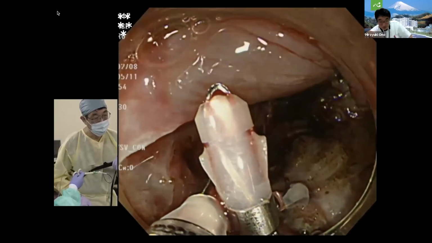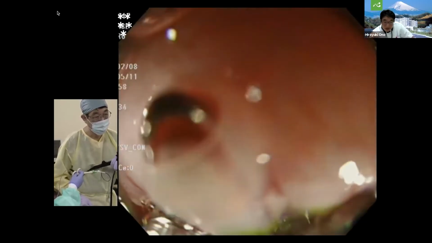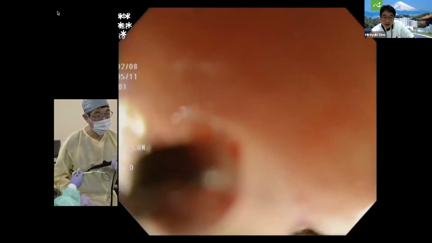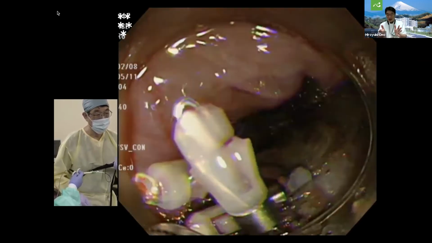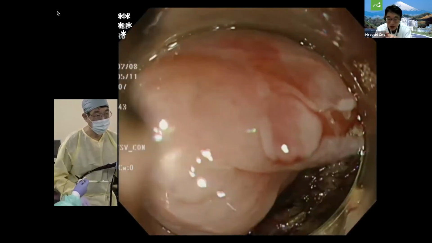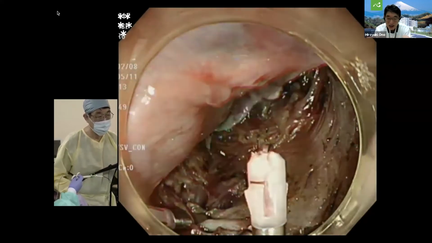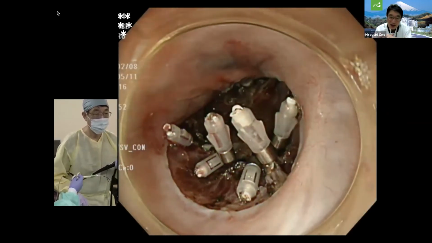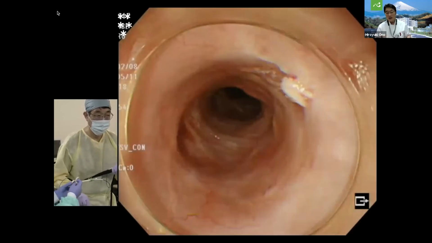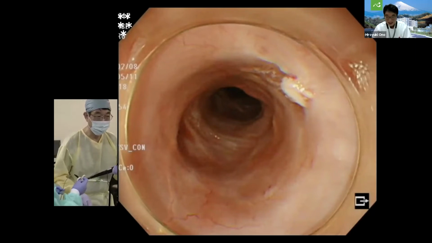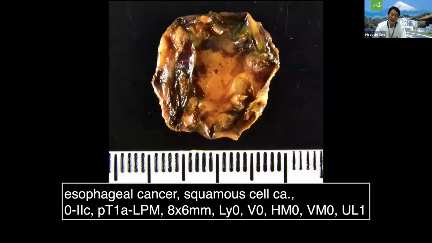So after clipping here, suction of the air is an important point, I think, to clip. So anyway, it is easy to see the lesions. But I think it's finished completely. And this lesion is esophageal cancer. Cancer invades up to LPM, T1a LPM, 8 millimeters.